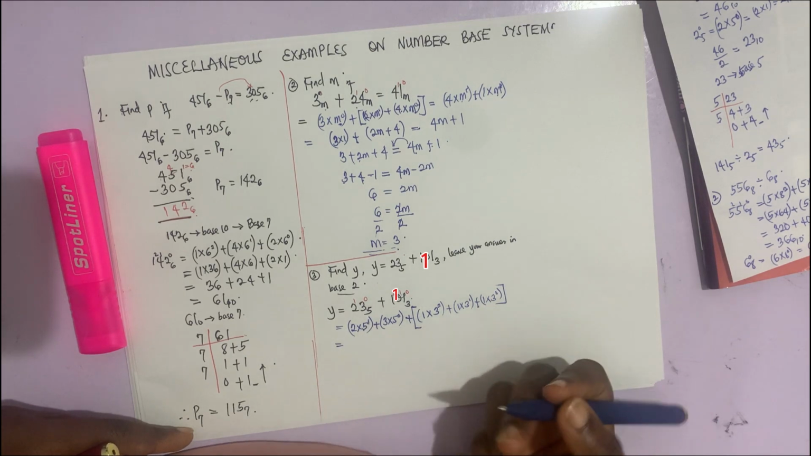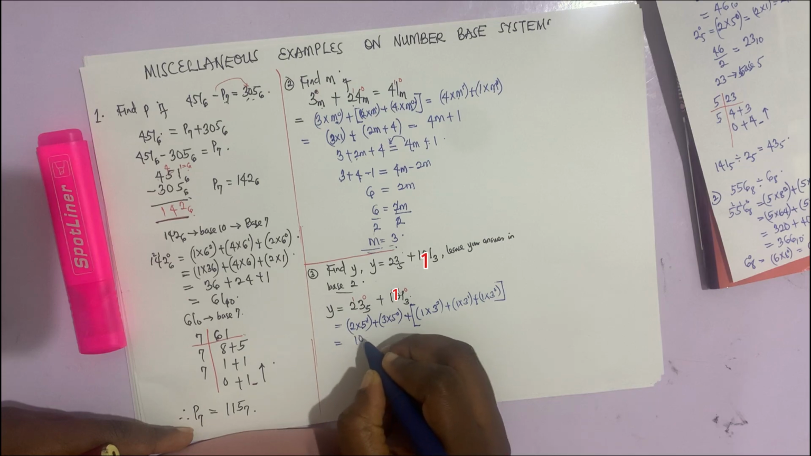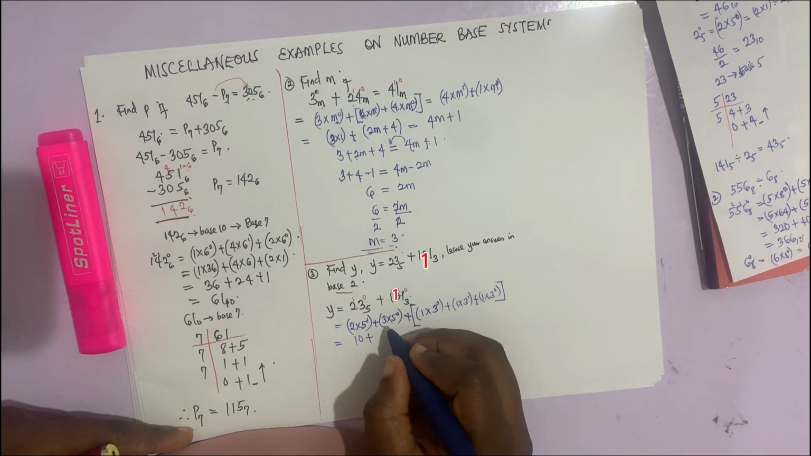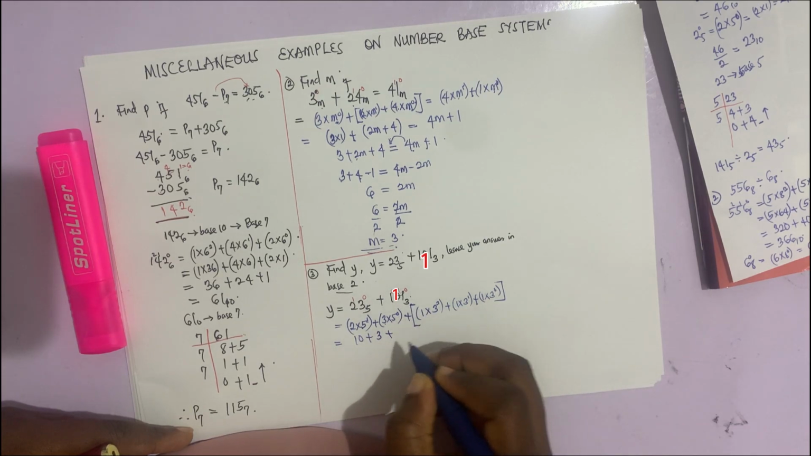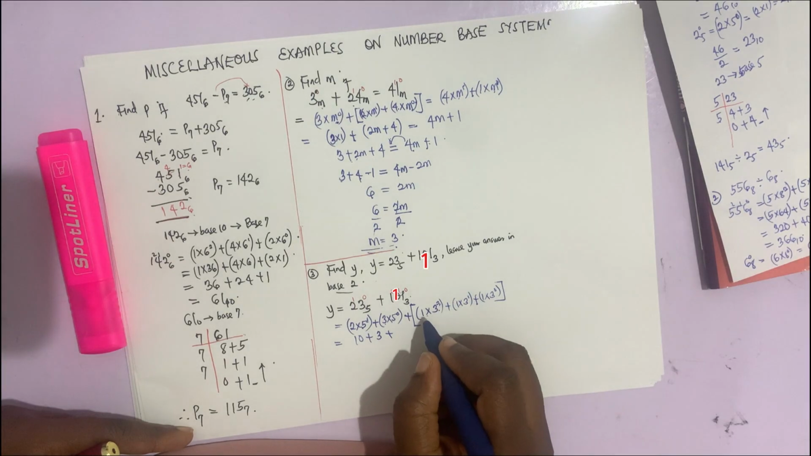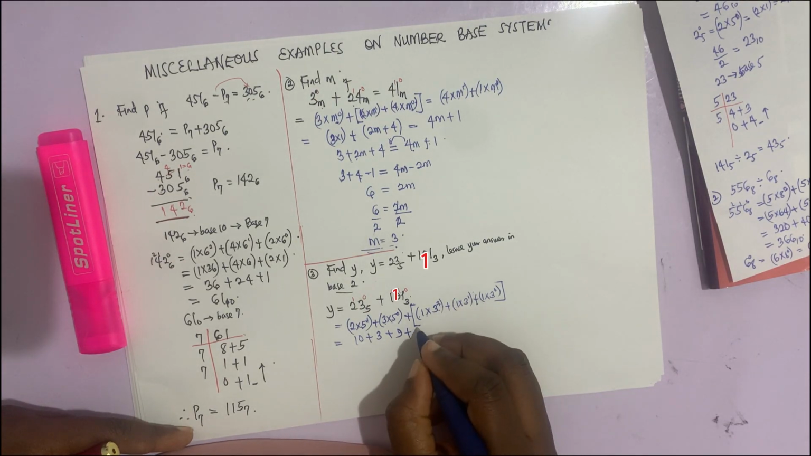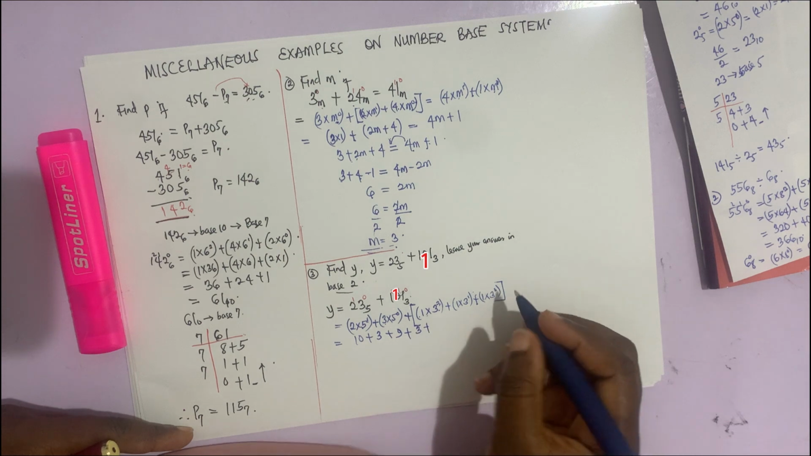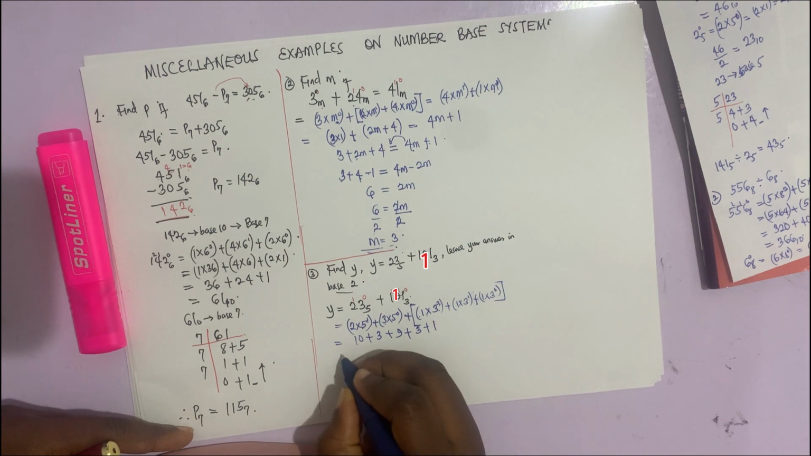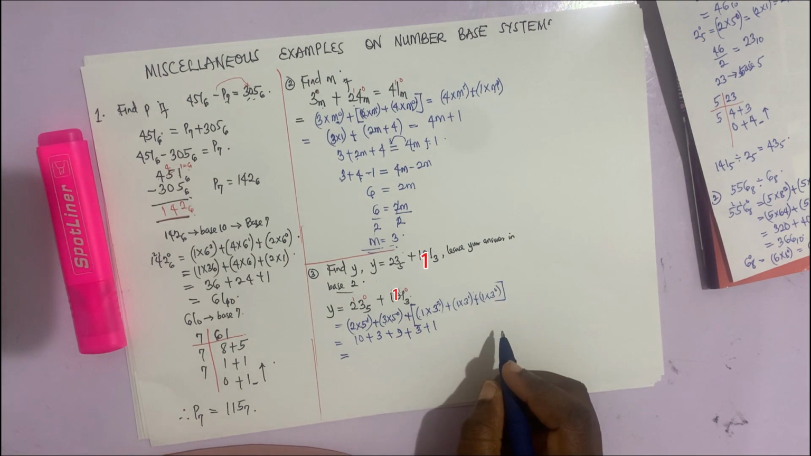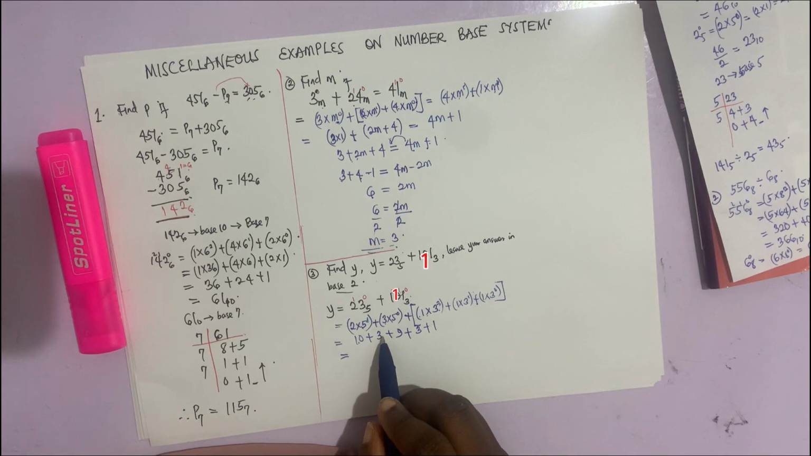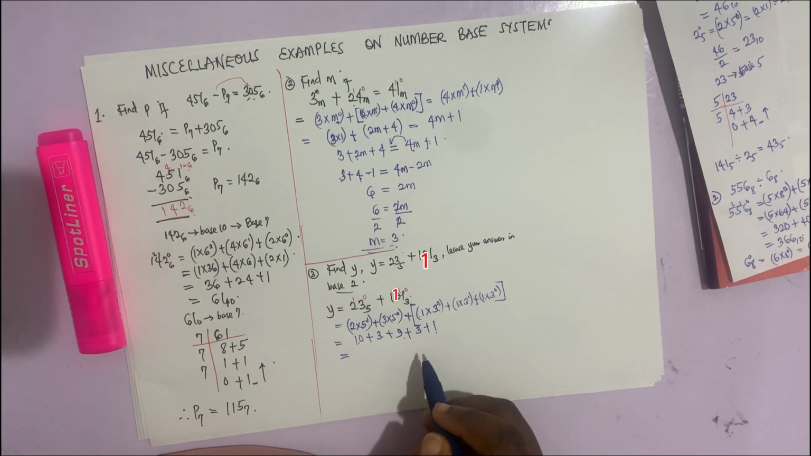So 5 raised to the power 1 is 5. 5 times 2 is 10. 5 raised to the power 0 is 1. 1 times 3 is 3. 3 raised to the power 2 is 9. 9 times 1 is 9. 3 raised to the power 1 is 3. 3 times 1 is 3. 3 raised to the power 0 is 1. 1 times 1. So we have 10 plus 3 plus 9 plus 3 plus 1.